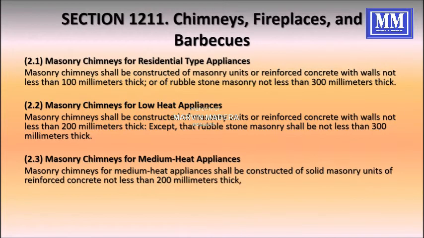Masonry chimney for low heat appliances. Masonry chimney shall be constructed of masonry units or reinforced concrete with walls not less than 200 millimeters thick, except that rubble stone masonry shall be not less than 300 millimeters thick. Masonry chimney for medium heat appliances. Masonry chimney for medium heat appliances shall be constructed with solid masonry units or reinforced concrete not less than 200 millimeters thick. So we have here the standards or measurements for all kinds of chimneys.